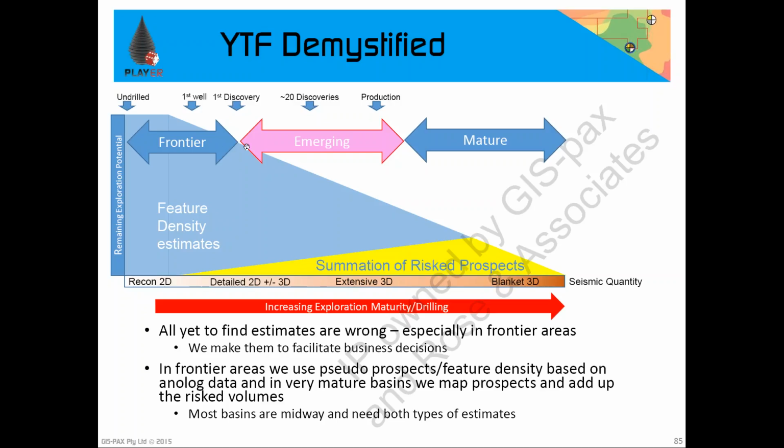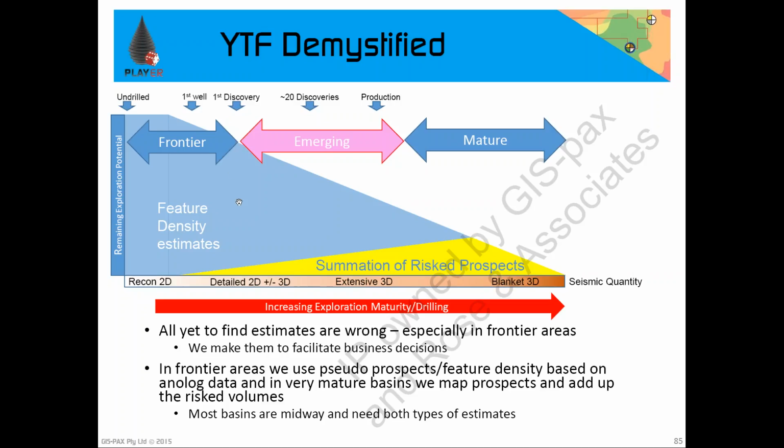Later on, when I get to the mature phase, I can probably map just about every prospect in the basin if I have enough data and time. But at this key point here, I need to make some decisions. Now my management want me to map every prospect and come back with a logical reason as to why they should bid on one block or another. But quite often that just takes too long. And if I do that, I'll miss out on the opportunities.